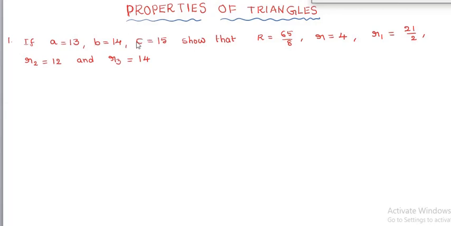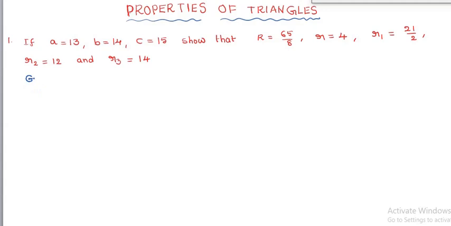Okay. Properties of triangles. First problem. Important. If a equals 13, b equals 14, c equals 15, show that capital R equals 65 by 8, small r equals 4, R1 equals 21 by 2, R2 equals 12, R3 equals 14. So what is the given?